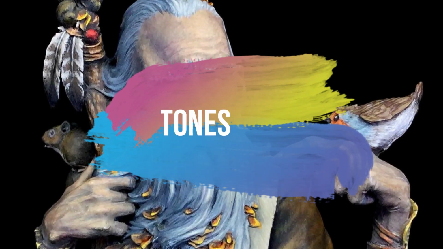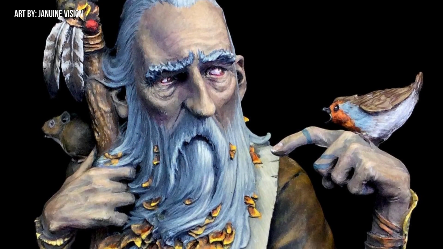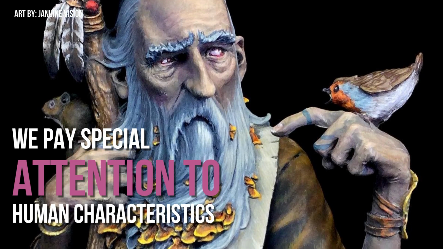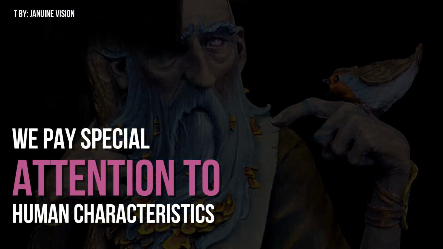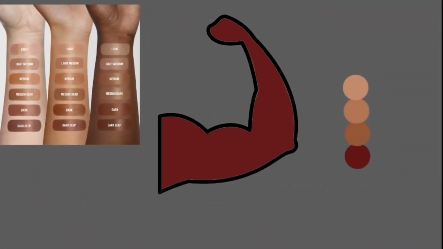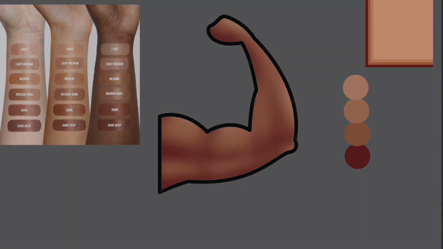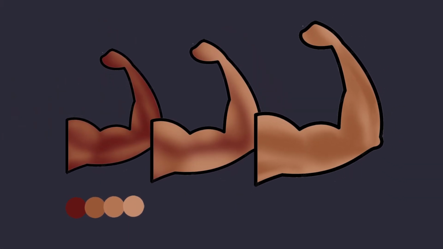Skintones. Skintones are different and require special attention. Why? Because we're human and we pay special attention to human characteristics. Miniac did a segment on this, and skin is mostly made up of highlights, unlike other materials. While there is shadowing in skin tones, it is very minimal. The difference between your midtones and highlights are much closer together. With skin, the shadow and highlight colors can have a lot of varieties, but the actual tonal difference is very minimal.